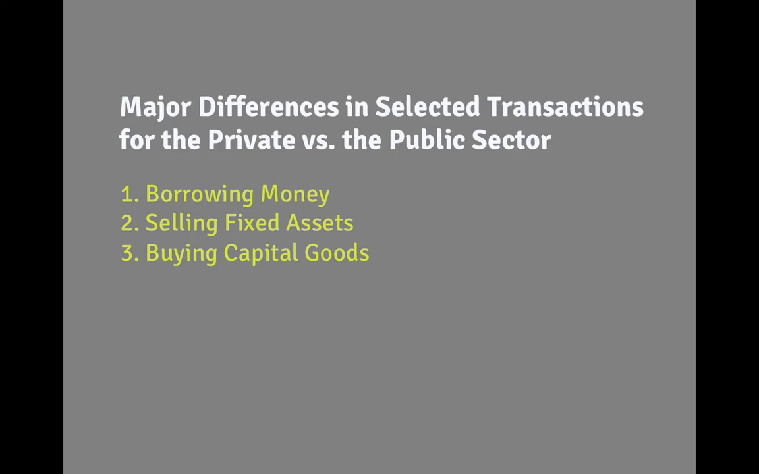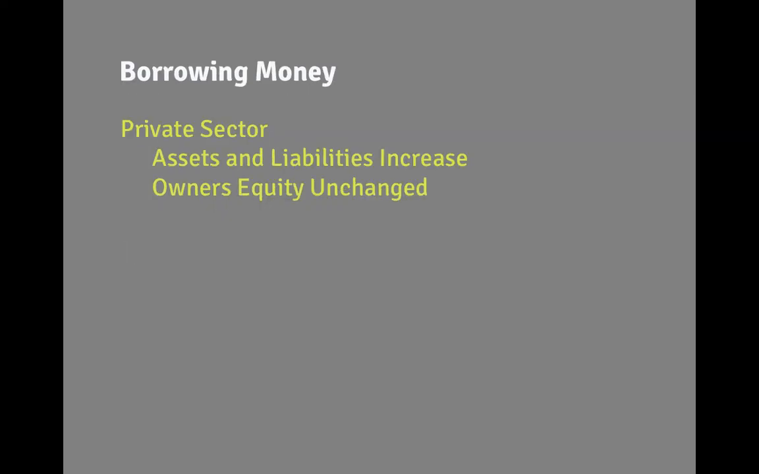Number 1, when you're borrowing money. Both the private sector and the public sector certainly borrow money. Secondly, when you're selling fixed assets. A fixed asset can be something like a building. And the third category is when you're buying capital goods. A capital good in the public sector, for example, could be a fire engine, anything that has a long life to it. So let's take a look at our first situation where you're borrowing money.